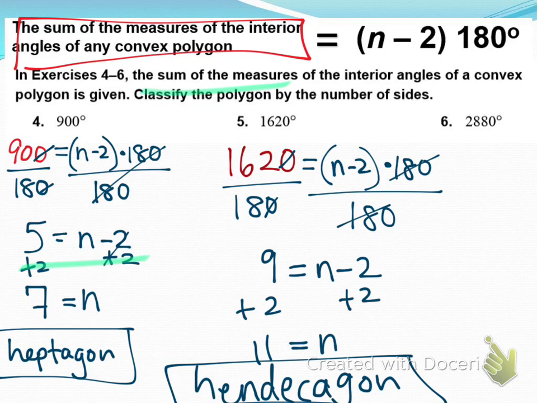Well, okay, so you're technically dividing things by 18. Isn't it 18-gon? Would it just be 18-gon? Yes. So make sure you classify. All right, so divide by 180, add 2, and you get 18-gon, or you can say octadecagon.